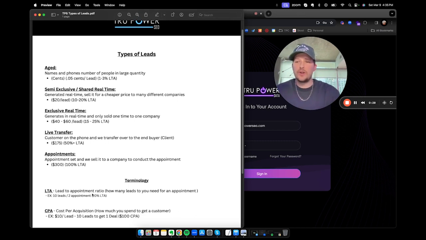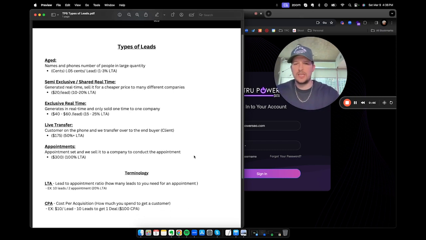LTA, you want to understand this. This means lead to appointment. How many leads does it take you to get an appointment, right? So if you get 10 leads and you get 2 appointments, that's a 20% LTA. And you want to understand how many leads does it take me to get an appointment, and then what does it cost me to get an appointment? Okay, so that's what LTA means.